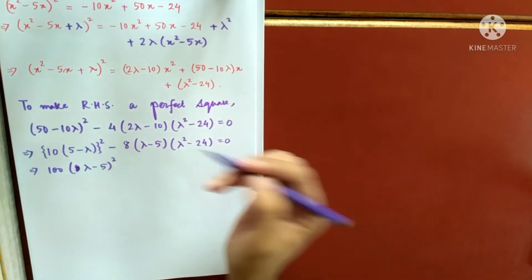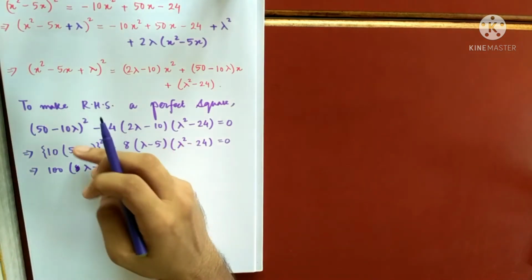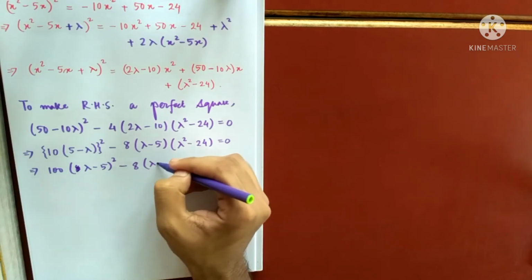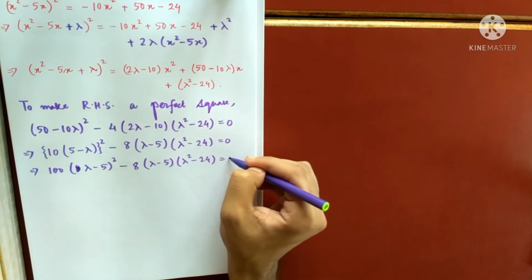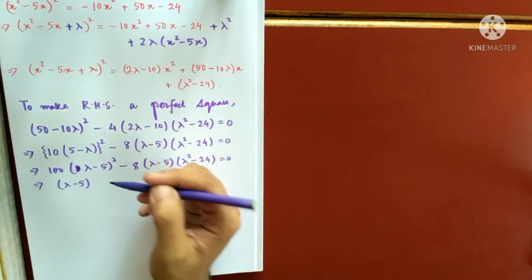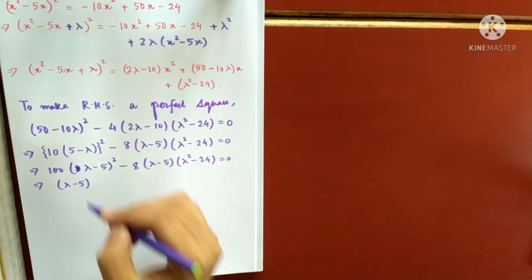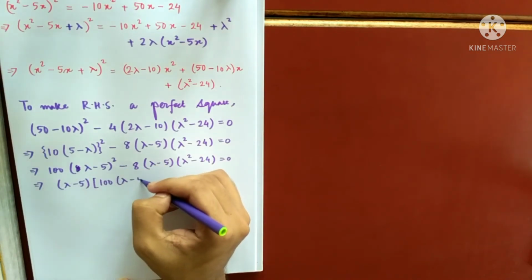There is no objection, as there is no difference between a minus b whole square and b minus a whole square, right? Because that will make everything plus only. So 5 minus lambda whole square and lambda minus 5 whole square is same thing, minus 8. You see, lambda minus 5 is common. So if I take lambda minus 5 as common, what I am remaining with is 100 lambda. So let me write it down.